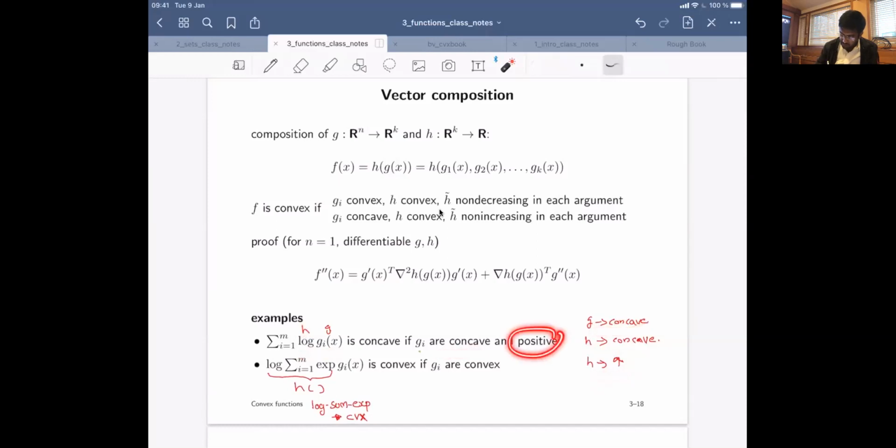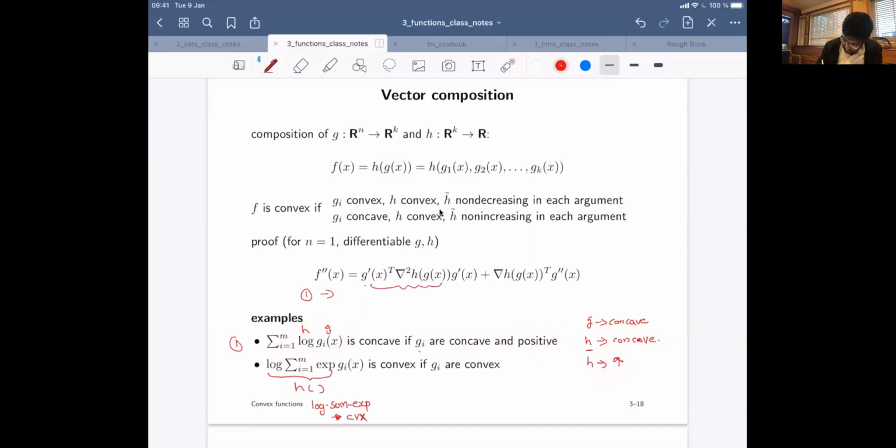Why is it given? g has to be positive because we are taking the logarithm of it. If g is 0 or negative, then this doesn't exist, it's not defined, so that's why it's given positive. So then what can we say here is that h is concave. So what will this guy be? This is case one, for the first case.